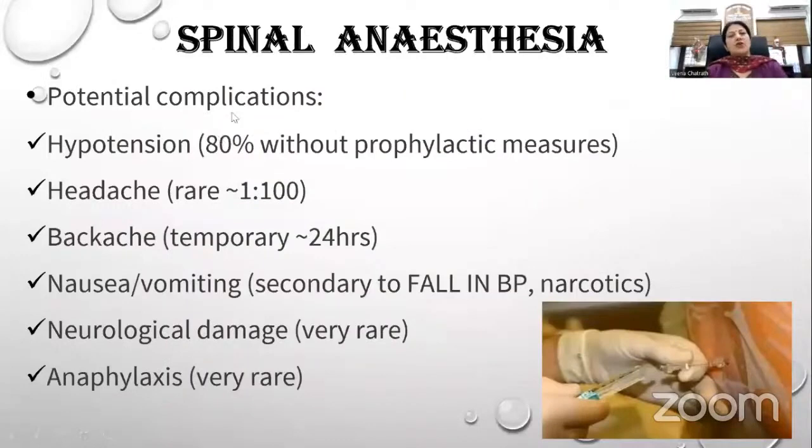So the potential complications of spinal anesthesia are hypotension, which occurs in 80% of the patients without prophylactic measures. Headache can occur, backache, nausea, and vomiting, which is secondary to the fall in BP and use of narcotics. Neurological damage can occur, but this is very rare, and anaphylaxis is also a very rare complication.